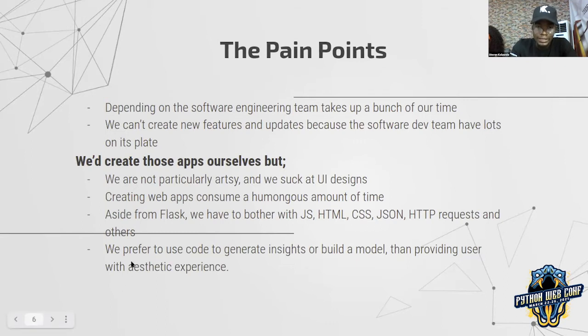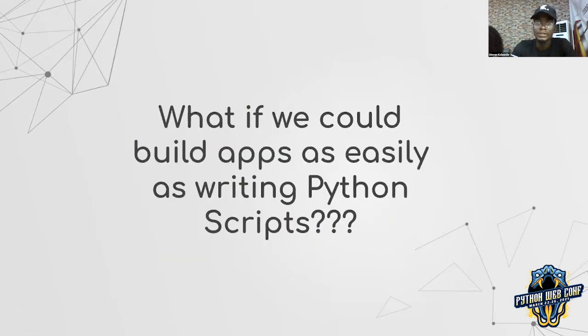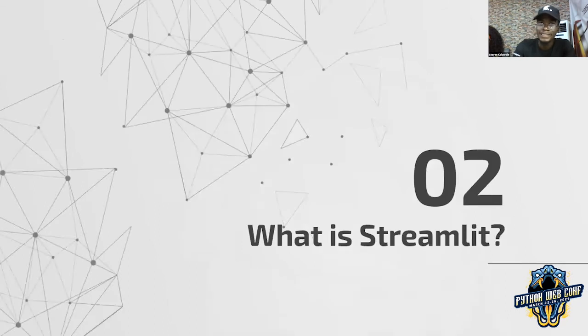And finally, I've mentioned this: most of us would prefer to use our code to derive analysis or build models rather than use it to provide users with an aesthetic experience. Having said that, that leads to the million-dollar question: what if we could build apps as easily as writing Python scripts? Of course, it would make the world easier for every one of us. So that leads us to Streamlit.